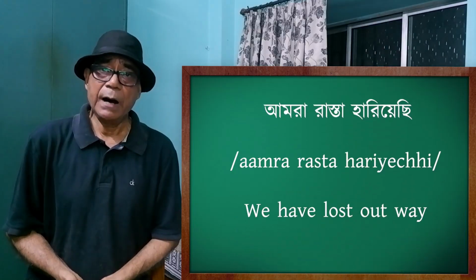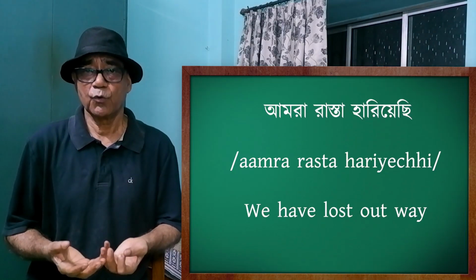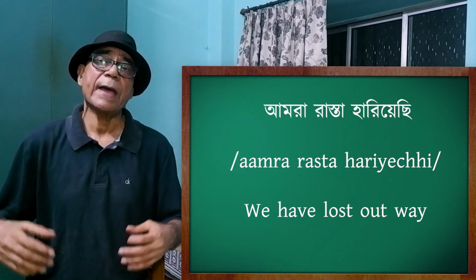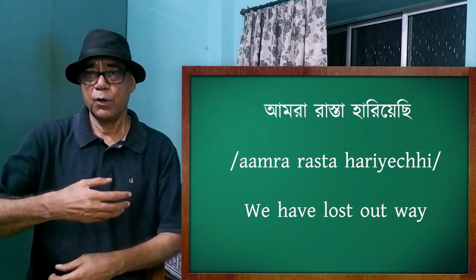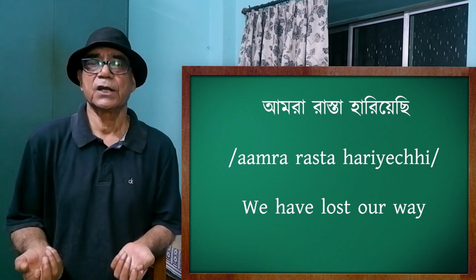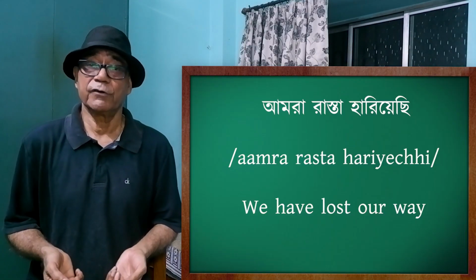Number 7, Aamra rasta hariyechi. Aamra, we. Rasta, way. Hariyechi, lost. That means, we have lost our way. You are roaming around and you don't know the city. It is very easy to get lost. So you are lost. So Aamra rasta hariyechi. We have lost our way.